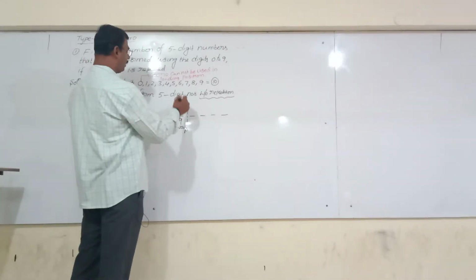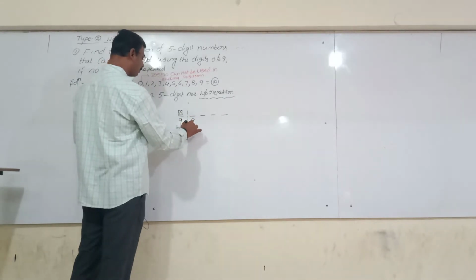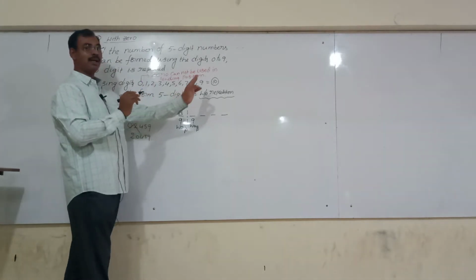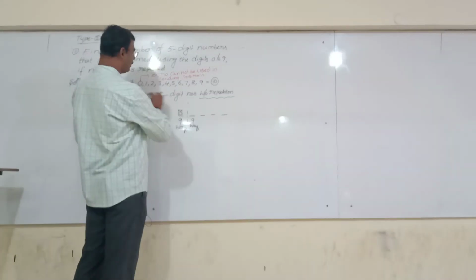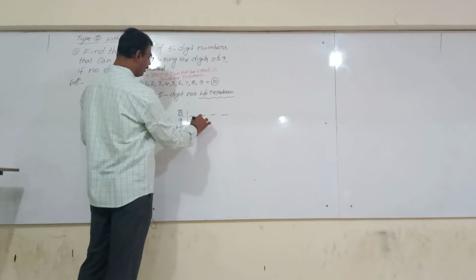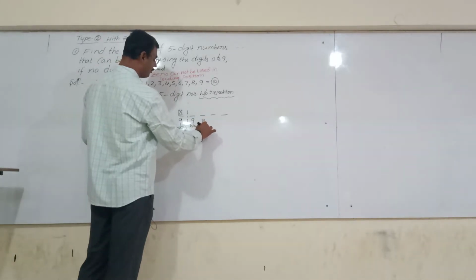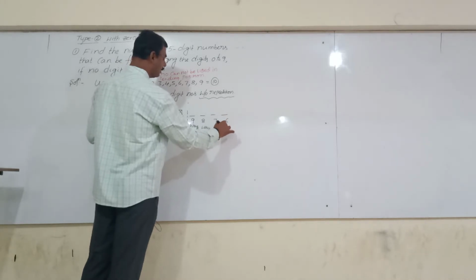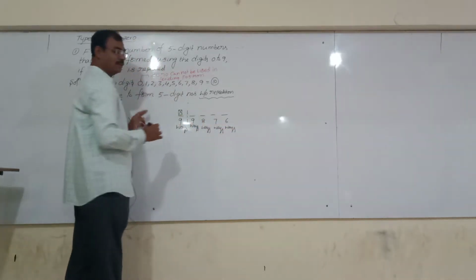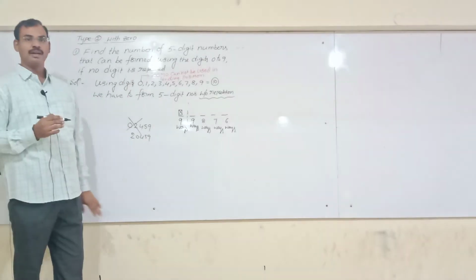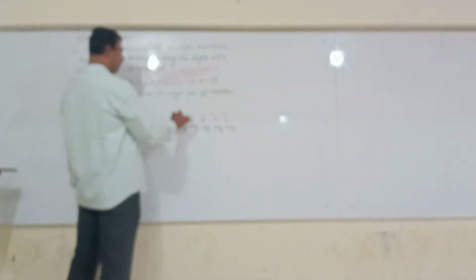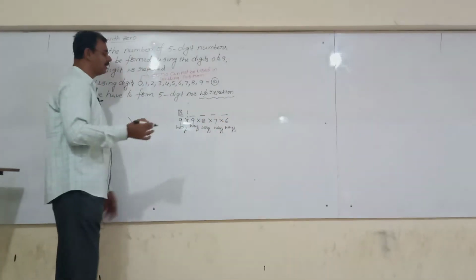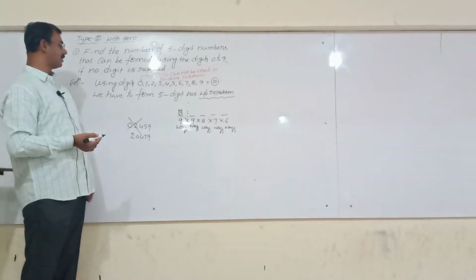How many ways could I fill in this position? 9 ways. Do I stop here? No. Further, we have to fill other positions. Since repetition is not allowed, how many ways could I fill this one? 8 ways. This can be filled in 7 ways. This can be filled in 6 ways. What do I do? Do I do multiplication or addition? So we have to use multiplication. 9 into 9 into 8 into 7 into 6. So this is our required answer.